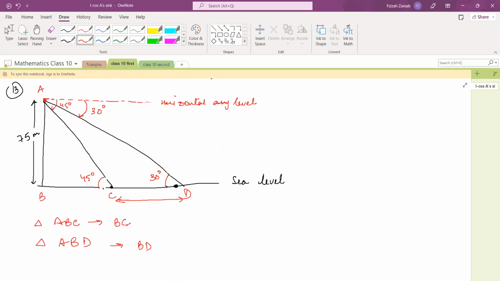Ma'am, we should tell BC, right? BC what? Sorry, say again. We have to tell what is BC, right? No, not BC. CD, the distance between the two ships. One ship is at C, another ship is at D. So CD you have to find. Abdullah, are you doing? Are you also finding CD?